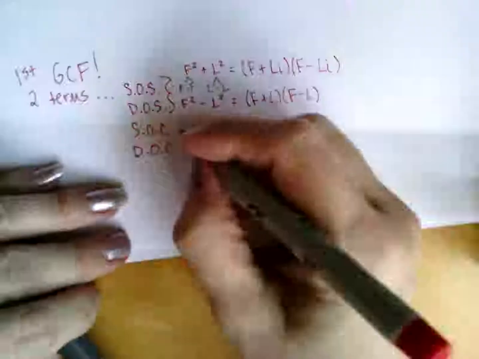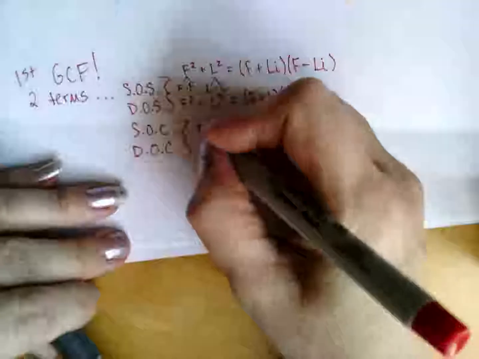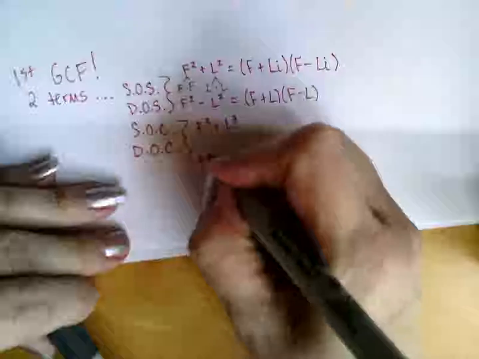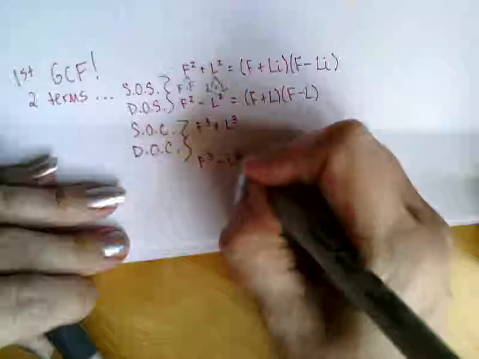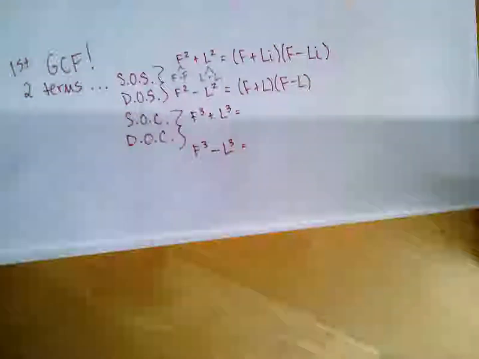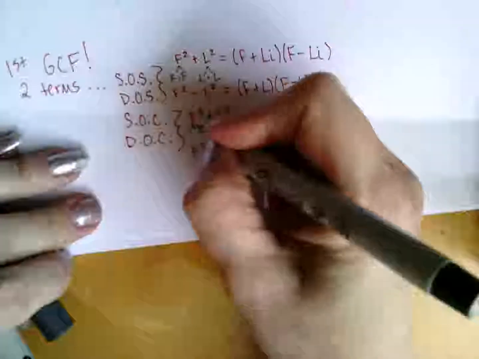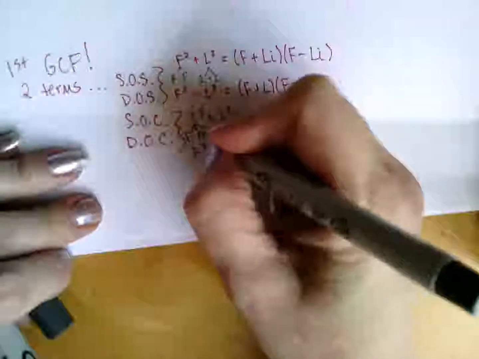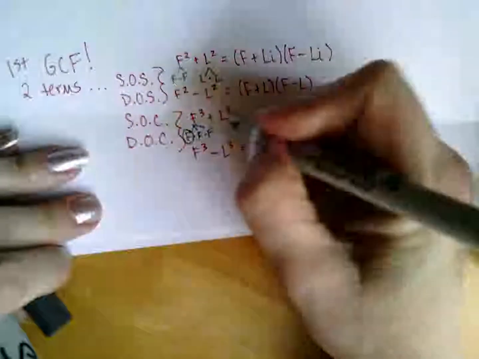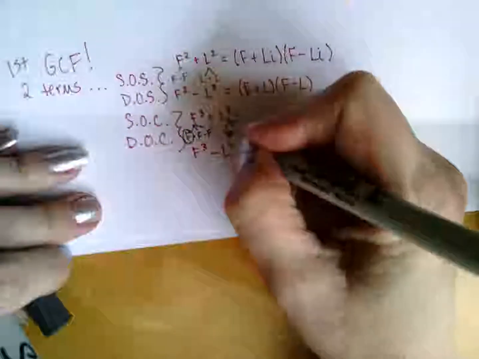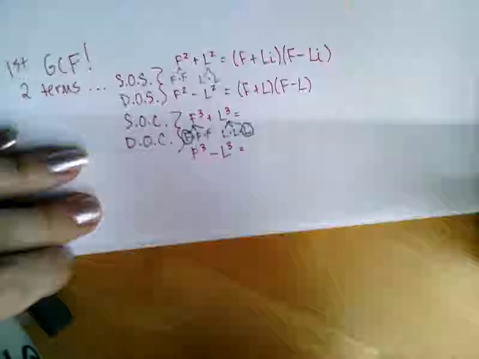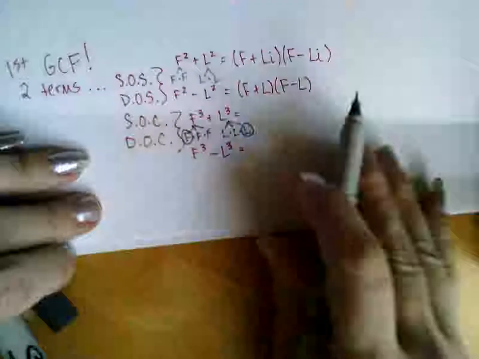Now sum and difference of cubes: sum of cubes is f cubed plus L cubed. Difference of cubes, f cubed minus L cubed. We're going to see what would multiply by itself, f times f times f, and that's what we use in our formula for f. And what would multiply by itself 3 times, L times L times L, and that's what we use in our formula for L. We would do the same thing if it was difference.